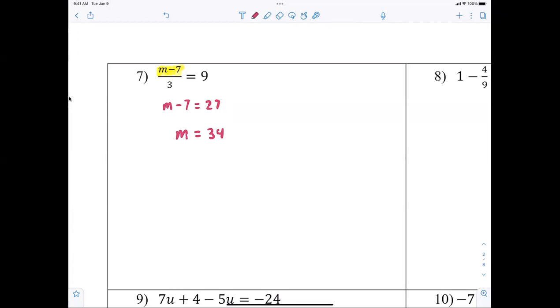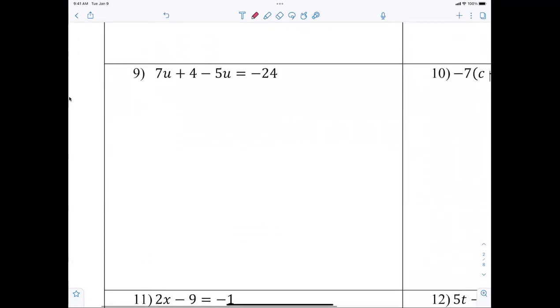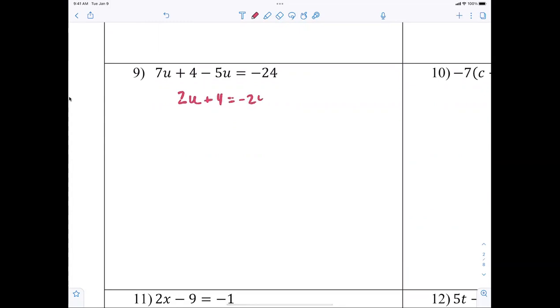Now that's a really good review of all the different things you're responsible for. Miss Elliott, we're going to start with you today. What am I doing first on number 9? That is correct. And what do you get? 2u plus 4 equals -24. Now what? You are amazing. 2u equals what? And finally, u equals. That's how it should be done, guys. That's simple. Anybody having any issues with that?